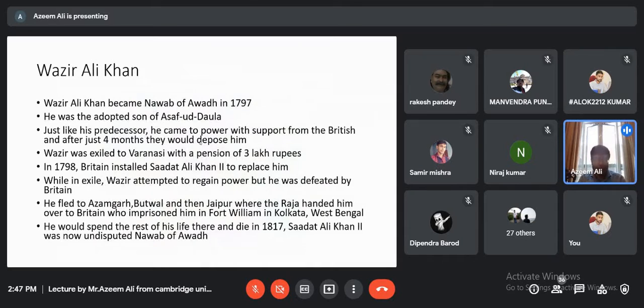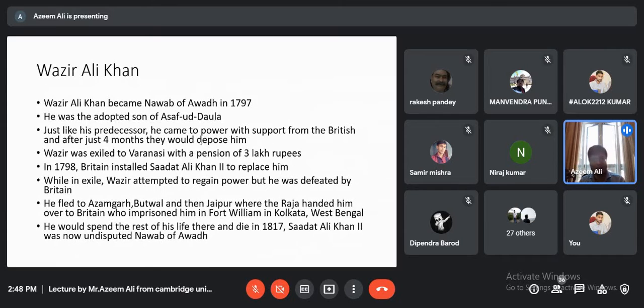Now we're going to look at the successor of Asaf-ud-Dawla, Wazir Ali Khan, who became Nawab of Awadh in 1797. He was actually the adopted son of Asaf-ud-Dawla, and just like his predecessors, he came to power with support from Britain, and after just 4 months, they deposed him. And Wazir Ali Khan was exiled to Varanasi with a pension of 3 lakh rupees, and then in 1798, Britain installed Sadat Ali Khan II to replace him.